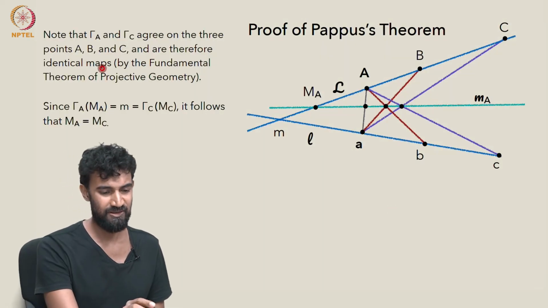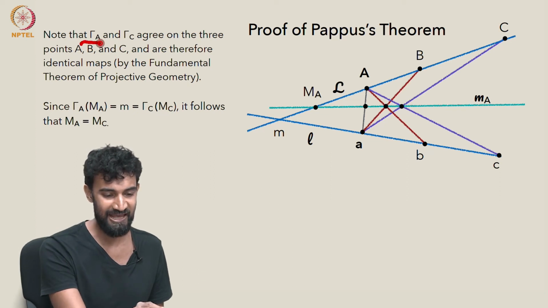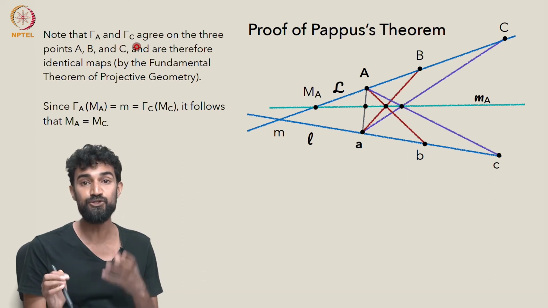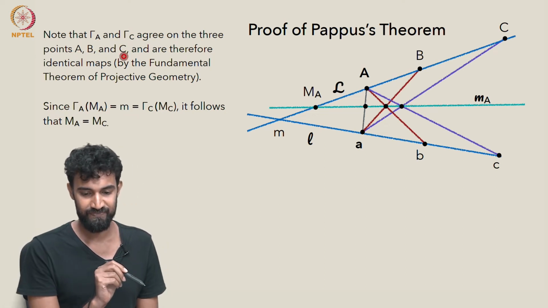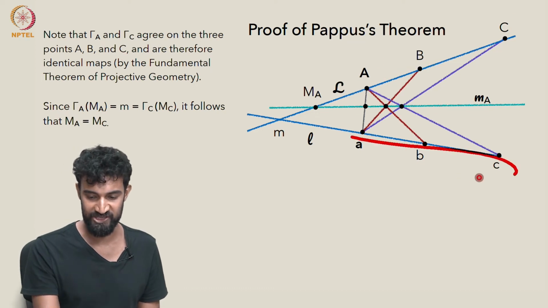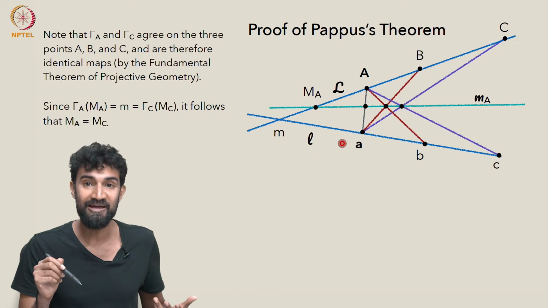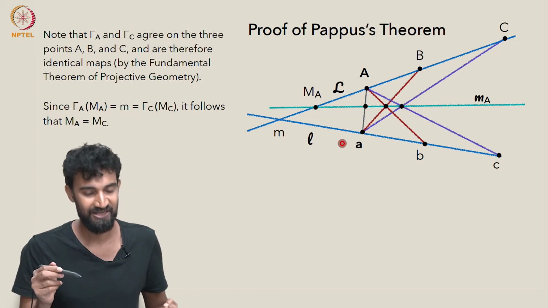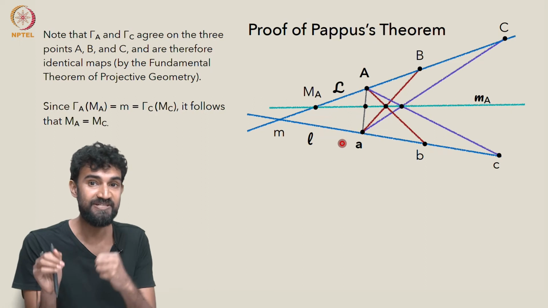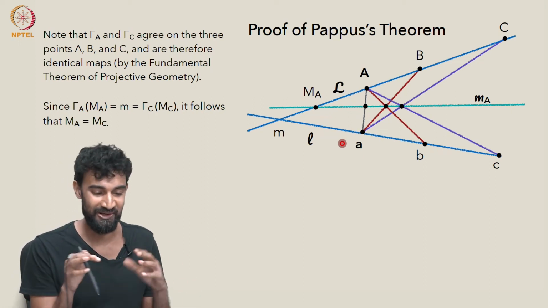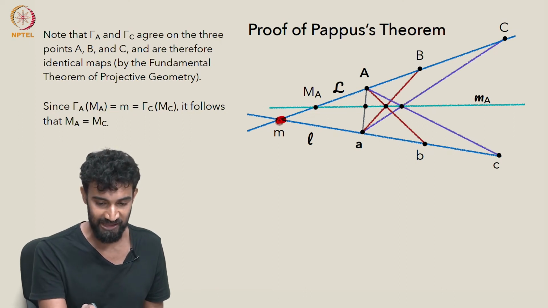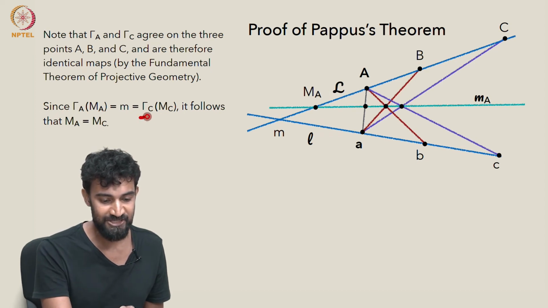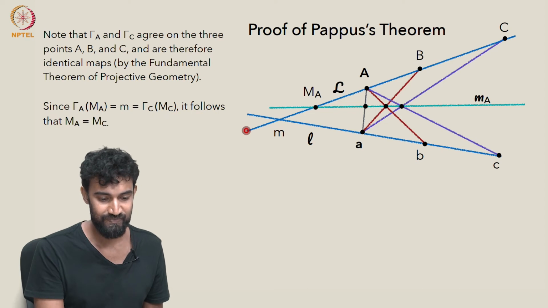So in other words, but now what can we say? So gamma A and gamma C, the two crisscross projectivities, they agree on the 3 points A, B, and C. They both send them to these 3 points, little a, little b, and little c. And therefore, by the fundamental theorem of projective geometry, they're identical maps. They agree on every single point. They always do the same thing as each other. They're in total agreement. Now, since gamma A of MA is little m, gamma A is sending MA to little m, and gamma C of MC is little m.